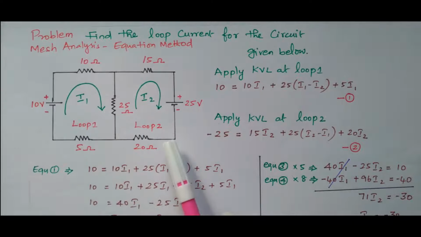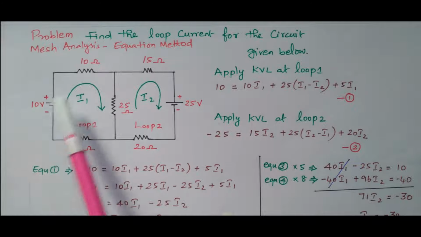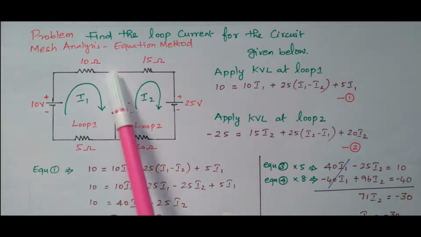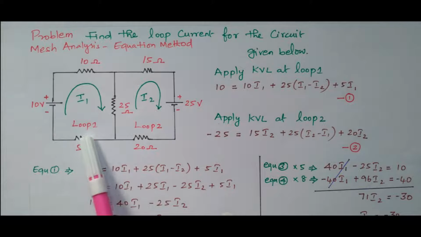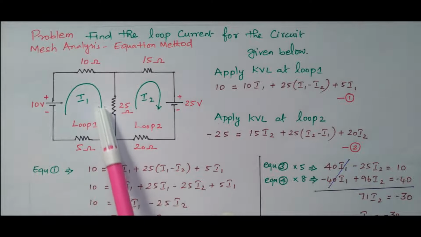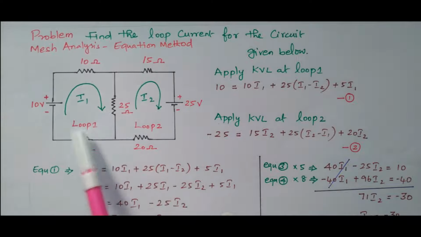By seeing the diagram we can identify this one closed loop. It's called loop 1, containing the 10 volt source, 10 ohm, this 25 ohm and 5 ohm. We can consider this as the first loop. The current flowing through the first loop is I1. See the current direction, it is flowing in clockwise.